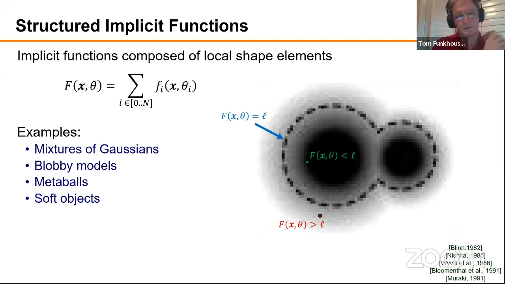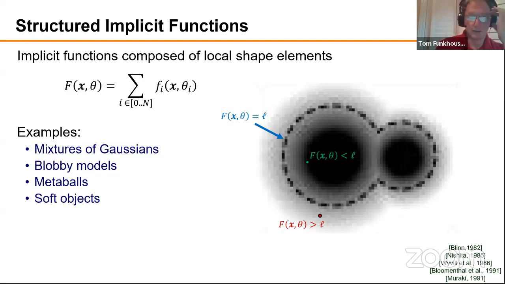So why a mixture of Gaussians? A mixture of Gaussians is a set of Gaussians located in space, and let's say you have 100 of them. For any given position x, you evaluate all the Gaussians and sum up their values, and that gives you a value for the implicit function. Then, like other implicit functions, there's a level set value that's on the surface, with greater than that being outside and less than that being inside. In computer graphics, these things are called blobby models, metaballs, or soft objects. They go back well into the early 80s as a representation of 3D shape.